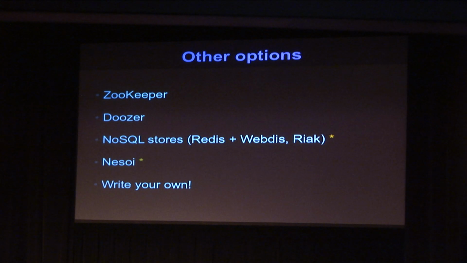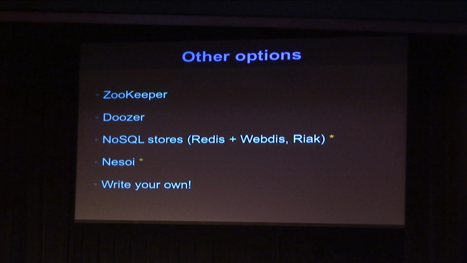Zookeeper, I mentioned. Doozer is a project that came out of Heroku, which is essentially a version of Zookeeper in Go, the programming language. You can look at a simple NoSQL store that supports any kind of data on the value side of the key value store and works over HTTP. You could conceivably not even need all the stuff that Noah has and the restrictions that come along with it. You can just use WebDis and Redis together and get the same thing. It provides a web service on top of Redis.